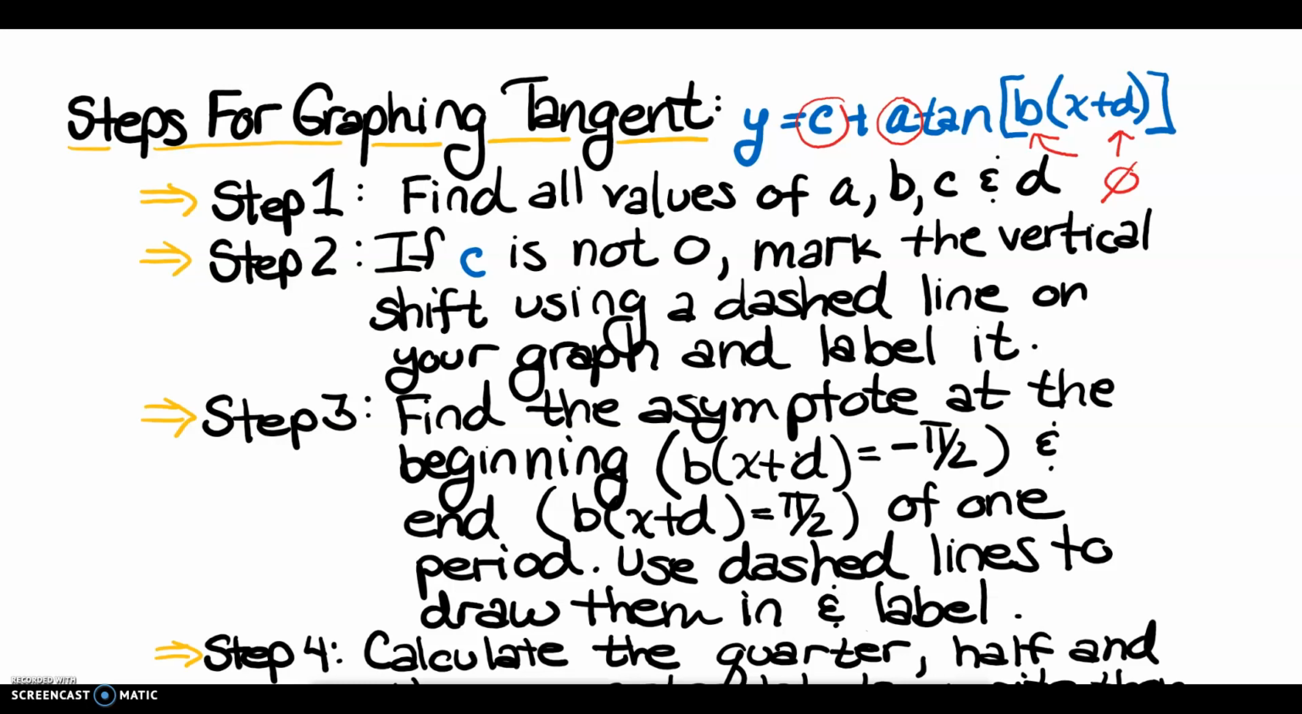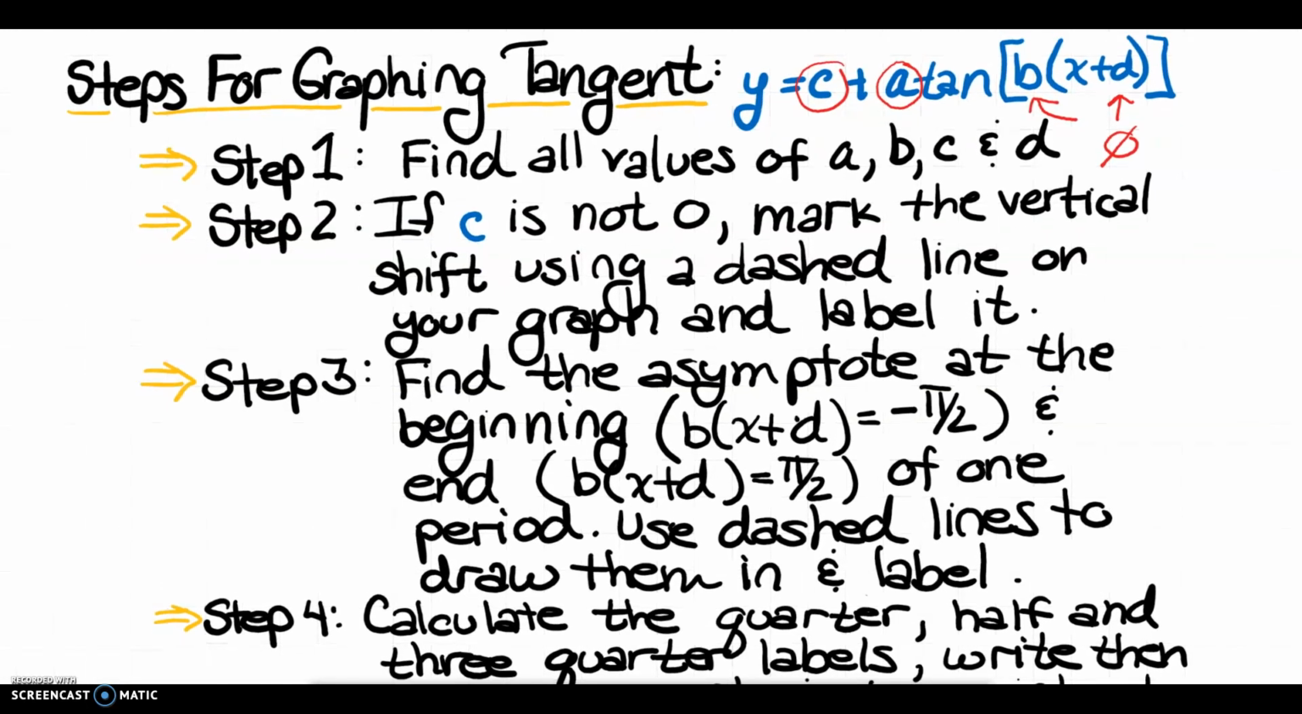All right, so we find our values of A, B, and C. Once we find our values, if C is not 0, we should mark our vertical shift using a dashed line on our graph and label it with the equation. Step 3, we should find the beginning and the end of our first period.